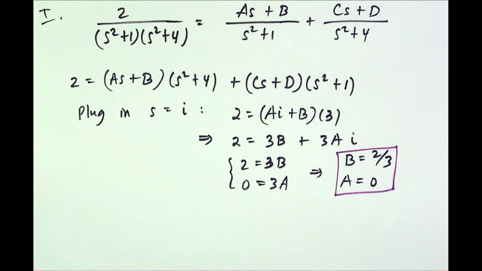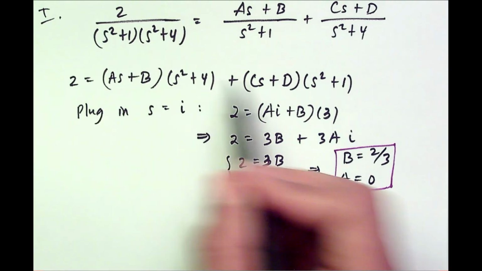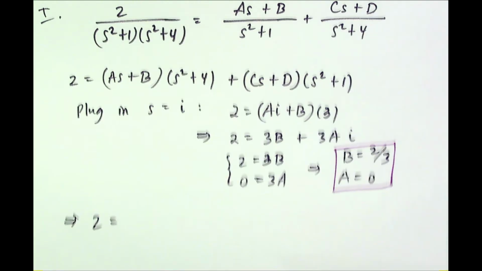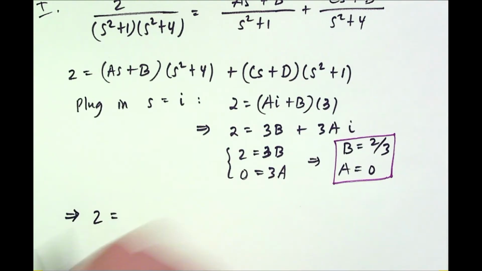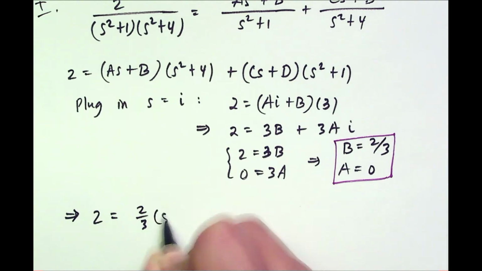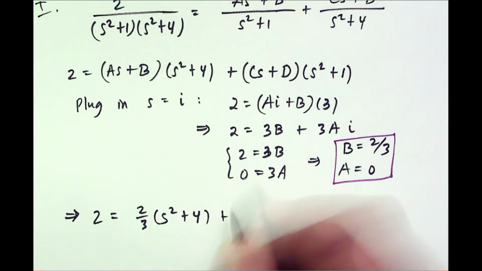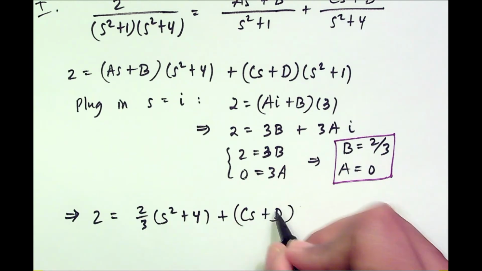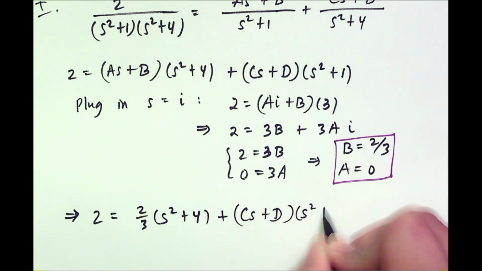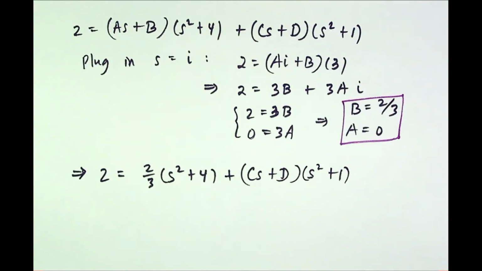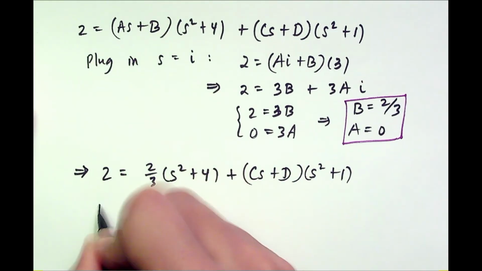Okay, using that, we're going to simplify this equation. We found that a equals 0 and b equals 2/3. So 2 equals 2/3 over s squared plus 1 plus (cs plus d) over s squared plus 4, that's simpler. Now we're going to do the same thing to figure out what c and d are.